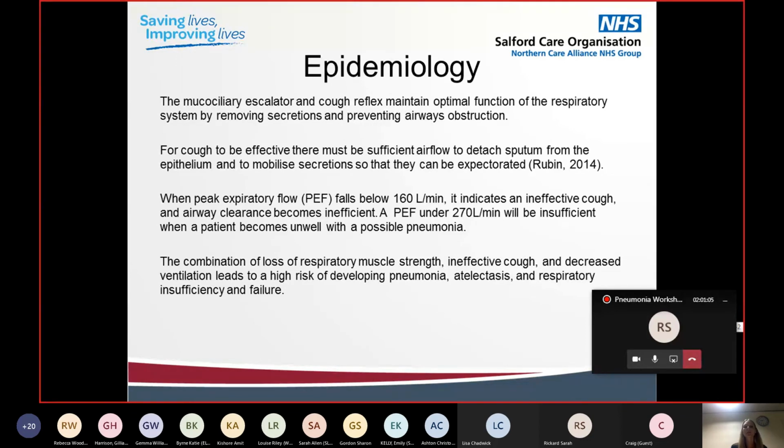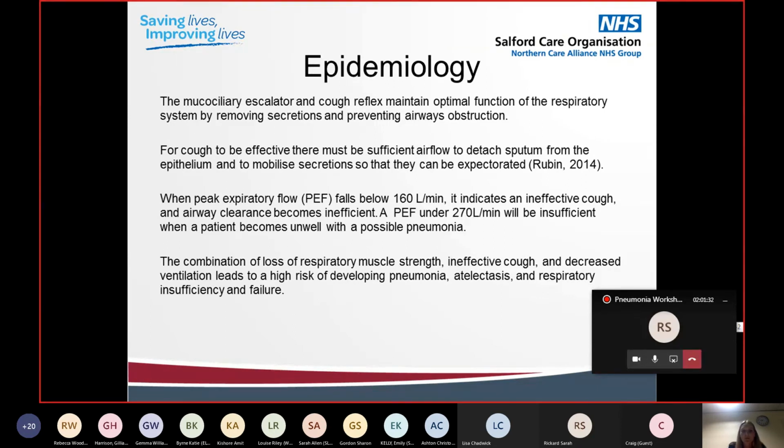So our involvement really comes from looking at cough and secretion clearance. The mucociliary escalator and cough reflex maintain optimal function for the respiratory system by removing secretions and preventing airway obstruction. For a cough to be effective, there must be sufficient airflow to detach the sputum from the epithelium and mobilise secretions so they can be expectorated.